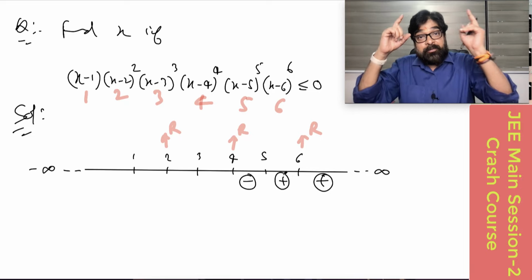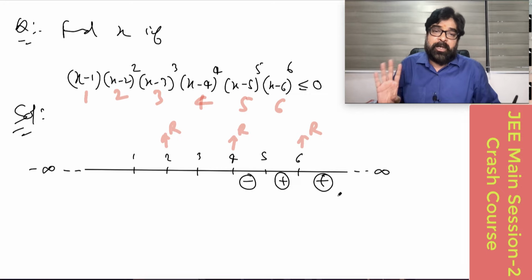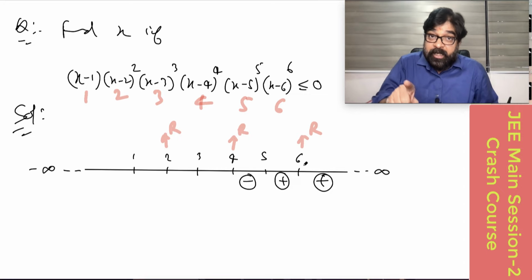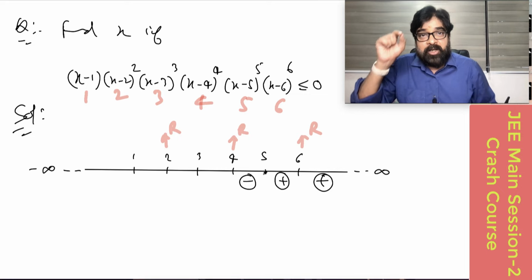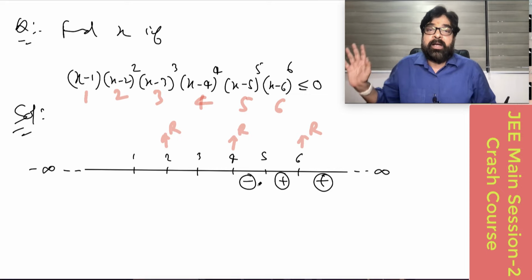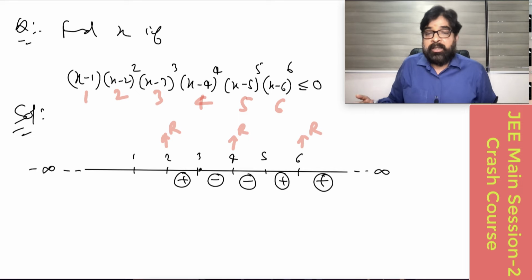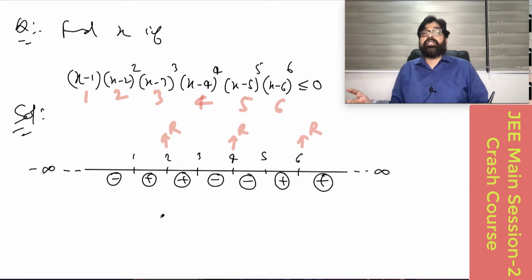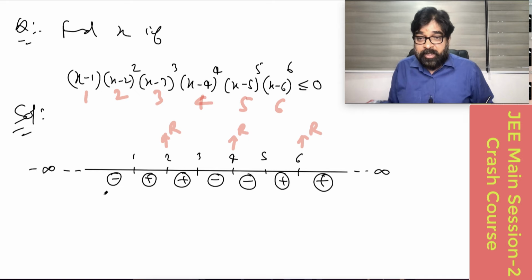Whenever you are crossing any critical point, if that critical point is normal, change the sign. If it's repeated, do not change the sign. Simple rule. Positive, I'm going to cross 6. 6 is the repeated critical point, so I will repeat the sign. But when I'm crossing 5, 5 is a normal critical point, so I will change the sign, to minus. Minus. Then again repeated, so repeat the sign. Normal, to plus. Are you able to understand? Now repeated, so repeat the sign. Normal, change the sign. Finish. What we want is less than or equal to 0. Less than 0 means negative. Means what are the regions we want? This, this, this. That's all.